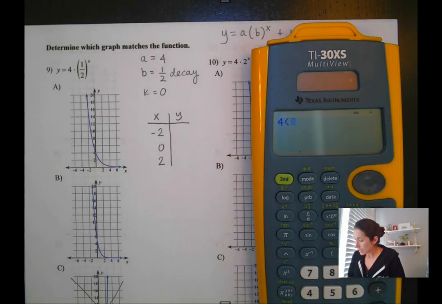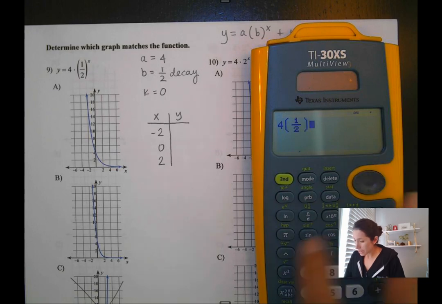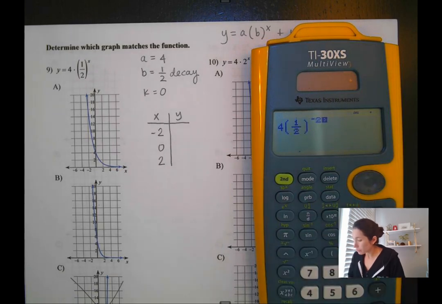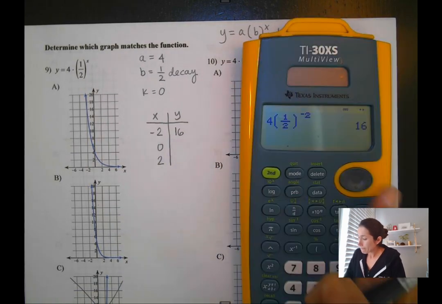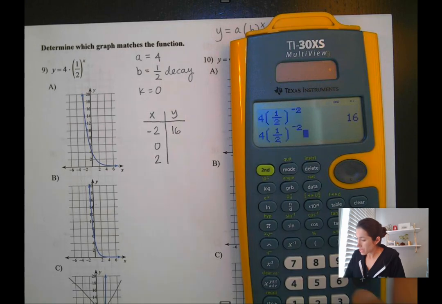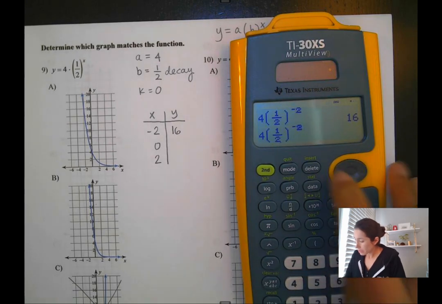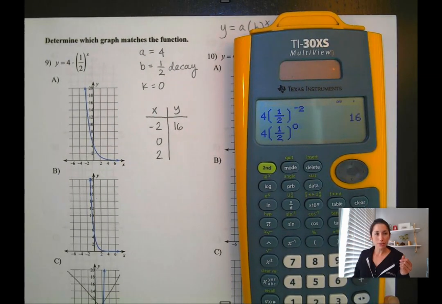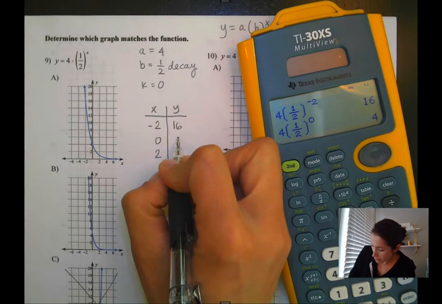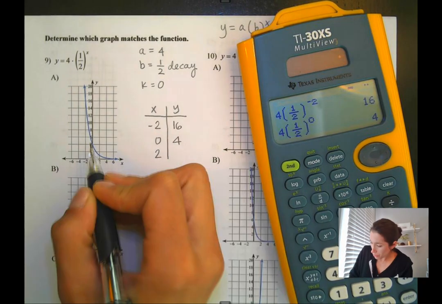So 4, and then we're going to do to the power, our common ratio, 1/2. And then let's raise that to the power of -2. That's going to give us 16. I'm just going to do the same exact equation. We're going to delete that, and we're going to do a 0, power of 0. Remember, anything to the power of 0 is 1. So this is really 4 times 1, 4. Oh, this is our y-intercept. Great. 0, 4. Okay, that's here.